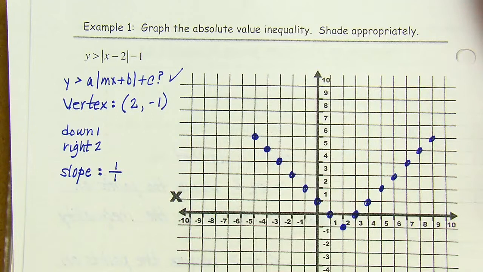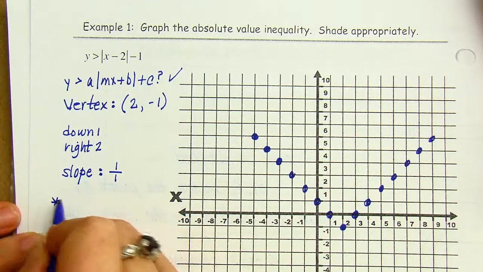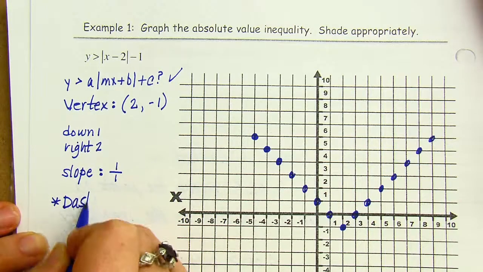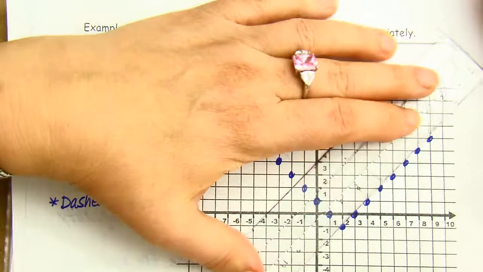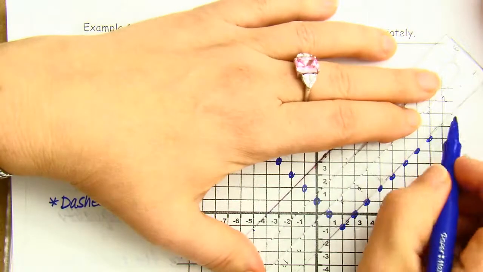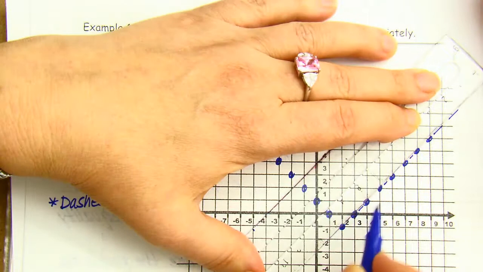Now I have to ask myself for this problem, is this a solid line or a dashed line? Well, I look at my inequality and I see that it's not equal to, so my line is dashed. And in fact, I have 2 lines here on my absolute value graph. So you can take a straight edge and put some points in between so it looks dashed.